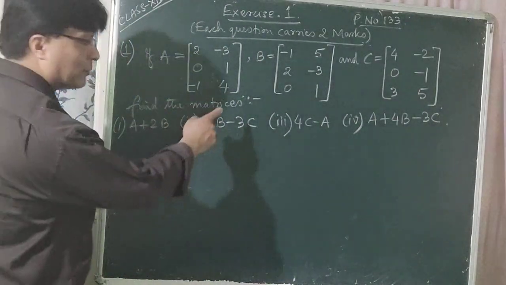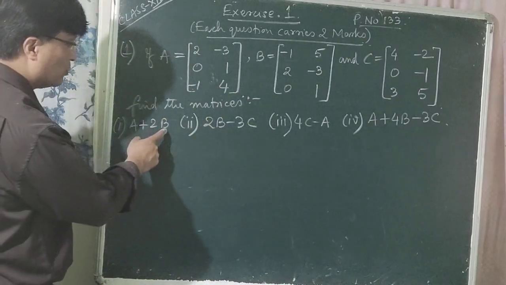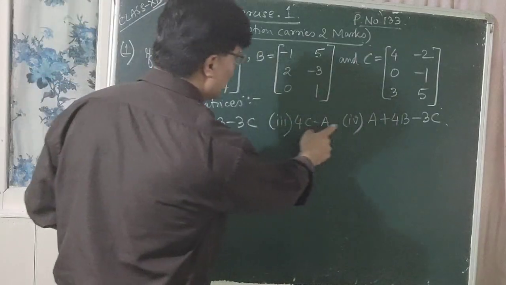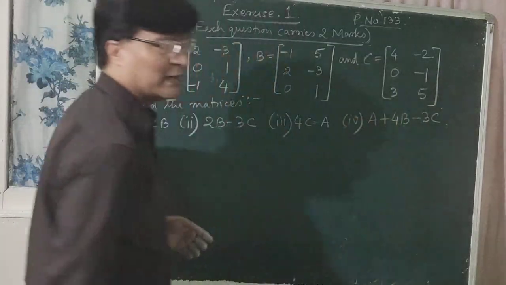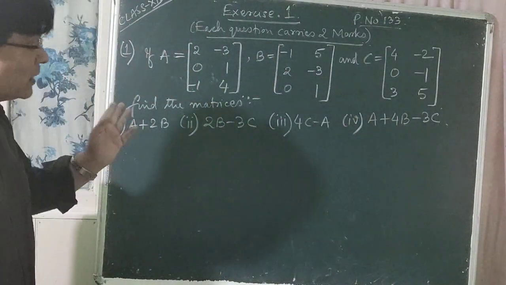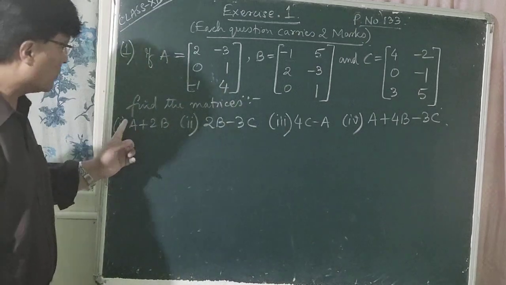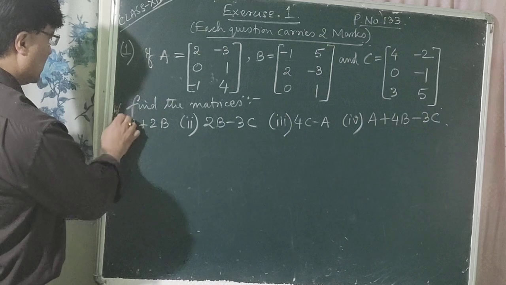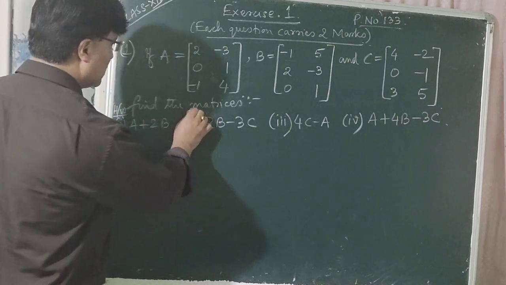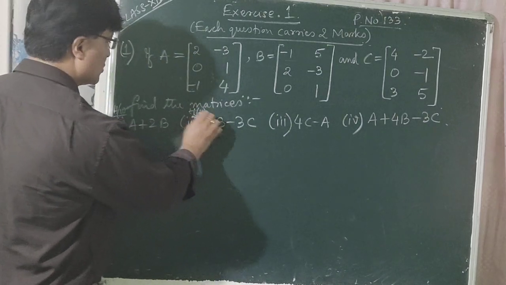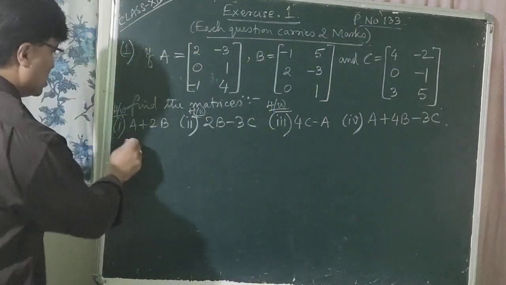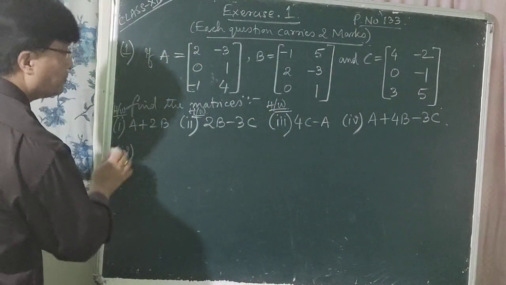So now we have to find out the matrices. That is number 1, A plus 2B, number 2, 2B minus 3C, number 3, 4C minus A, and number 4, A plus 4B minus 3C. So let us do number 4. You can do numbers 1, 2, 3 at home. This is your homework, right? Number 2 is also your homework, and number 3 also, right? So let us do number 4 now.